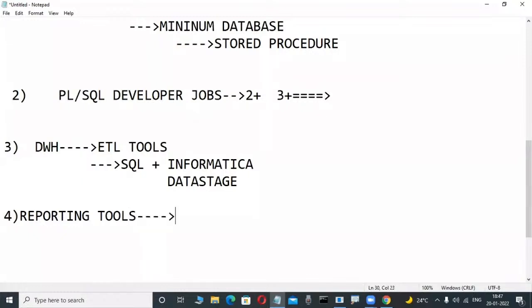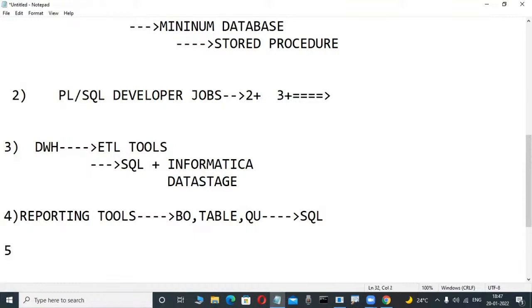Suppose in Oracle-related, that means BOS, OBI. Nowadays these types of tools are there: Tableau, QlikView. So these types of tools make it easy. So how do they get a job? Minimum basic SQL knowledge is required. Those persons also are learning these courses only.